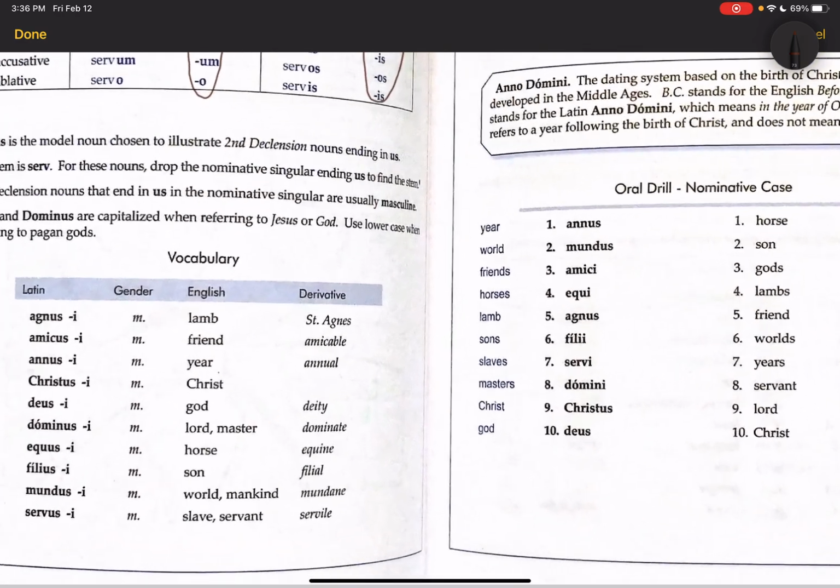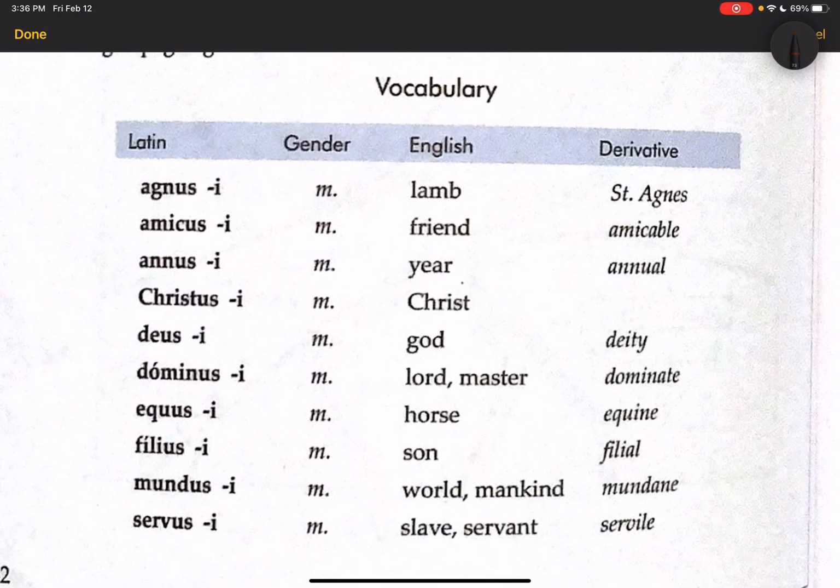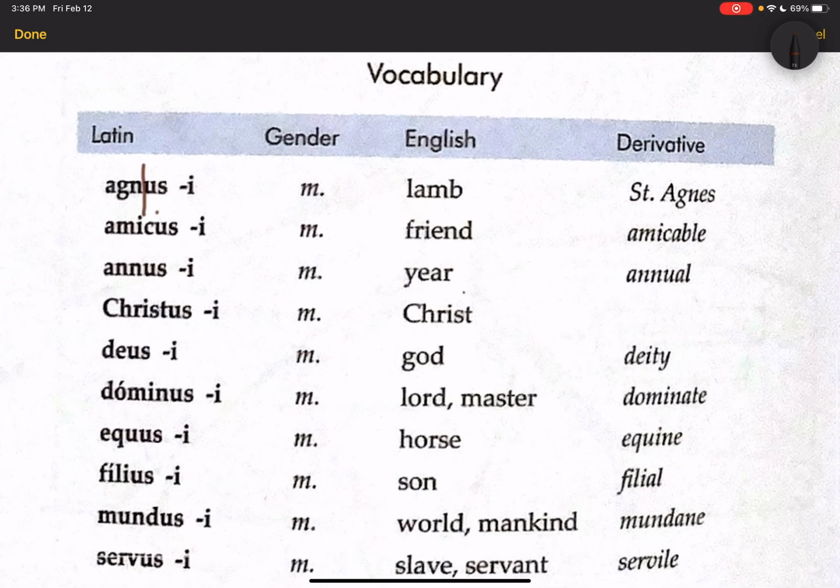For other vocab words, let's do it. So agnus, we drop off the us and we get agn. Amicus would be amic. Annus would be ann. Christus would be Christ. Deus, de. Dominus, domin. Equus, equ.